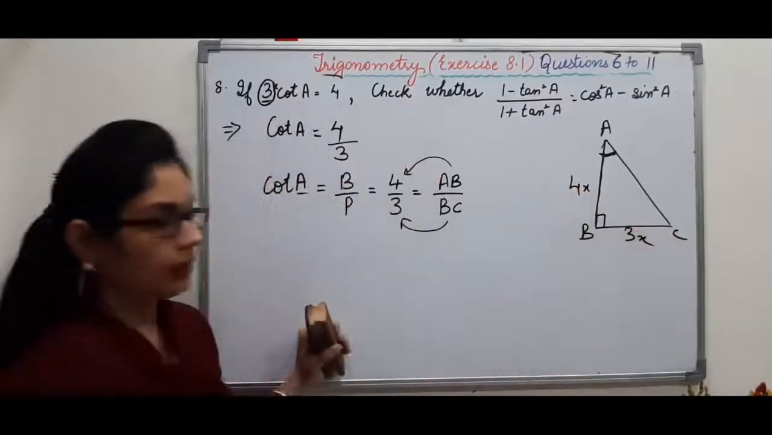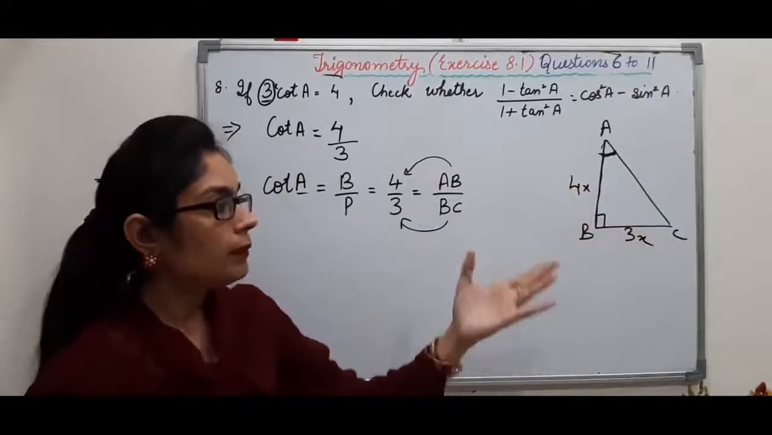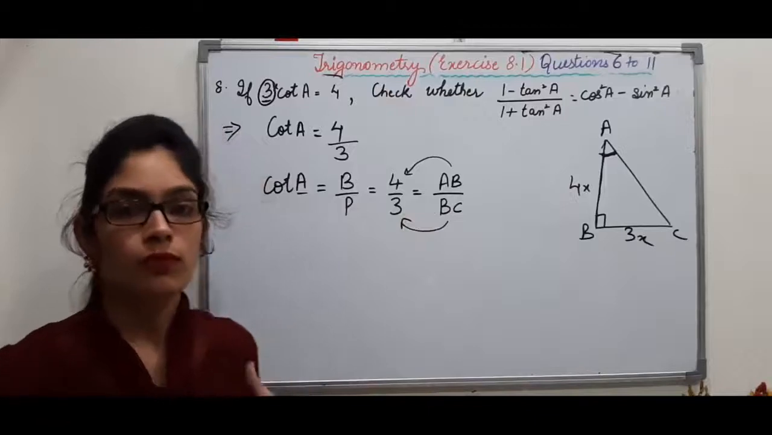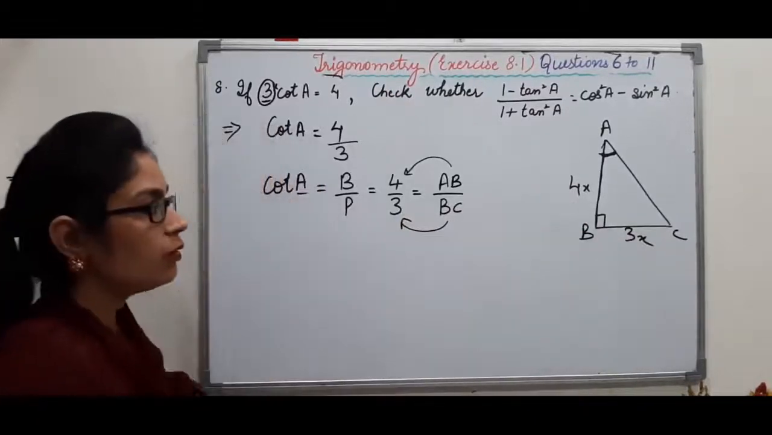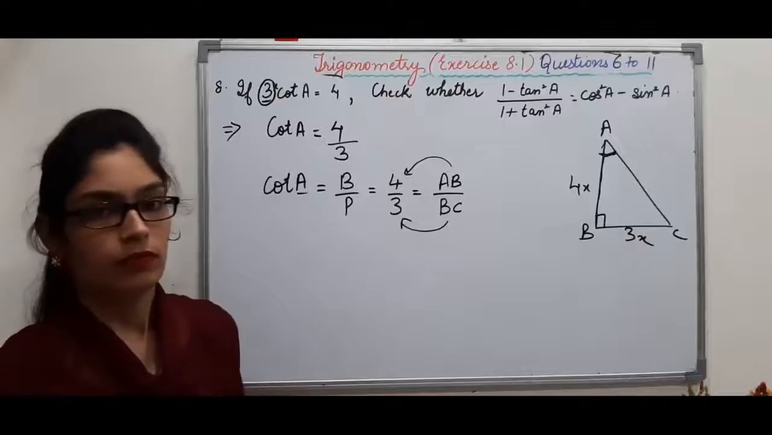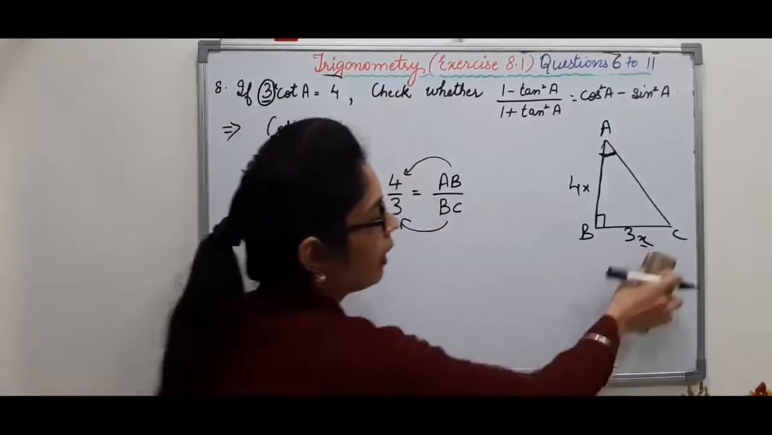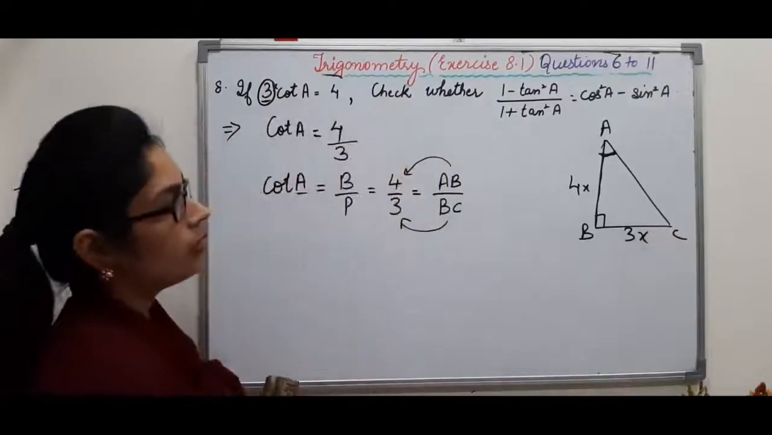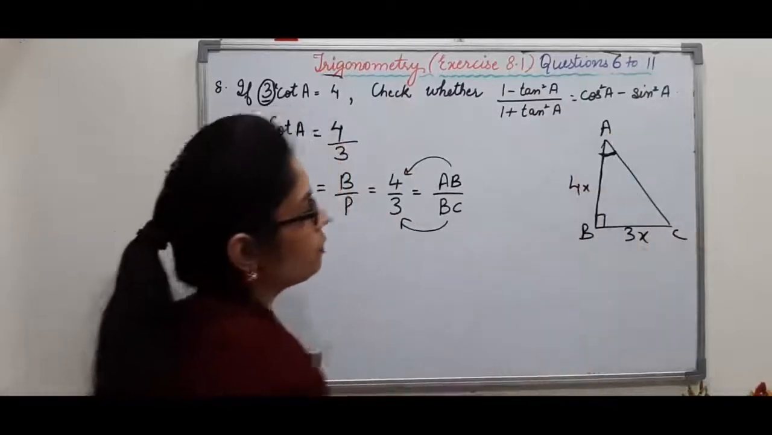Like I have already told you, do not assume directly AB as 4 and BC as 3, because the ratio is given to us, due to which we have to assume 3x and 4x. You can also take 3a, 3k, any alphabet or any variable you can take. So I am taking x. Now we'll use Pythagoras theorem and we'll find side AC of this triangle.